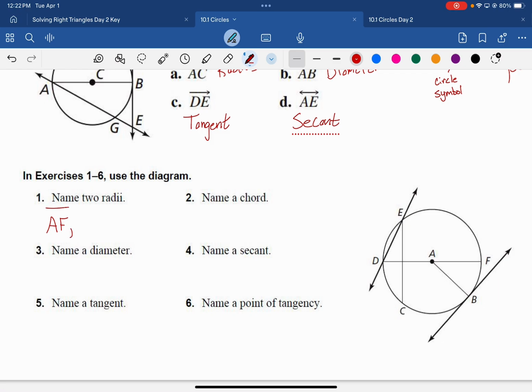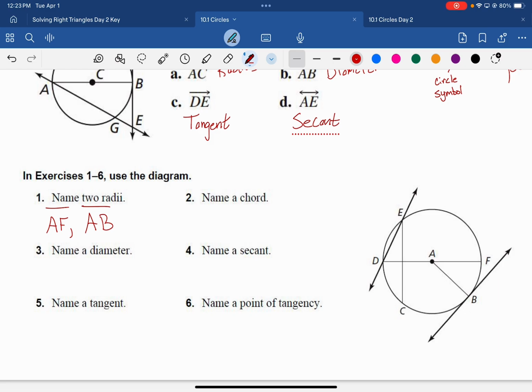All right, someone else raise your hand. Tell me a second one. Jada? AB? Y'all agree with that? Yeah. And same thing, it's going to be a segment, right? Okay. Does anybody see the third one? Yeah. AD, segment AD, right? Okay. Anywhere from the center to the edge of the circle.